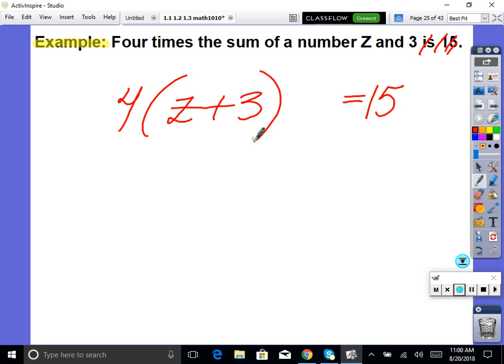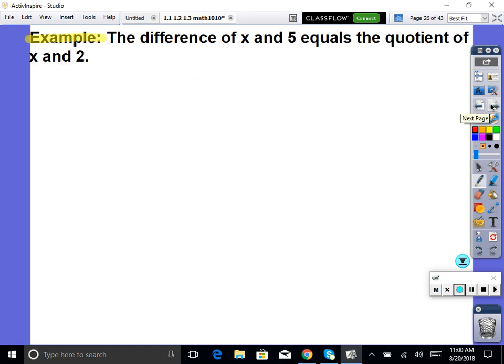Good? Okay. Those come with practice, I promise. You just gotta practice them. Okay, it says the difference of x and 5 equals the quotient of x and 2. So, the difference of x and 5, so wouldn't x go first? Yeah, so x minus 5 equals the quotient, that means division. x goes first, so that's on top, and 2. How would I solve this one?